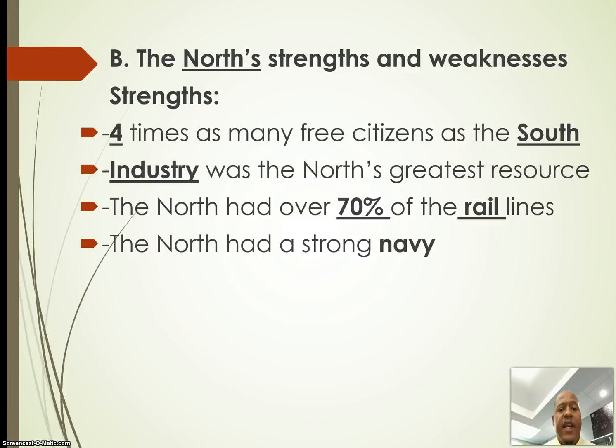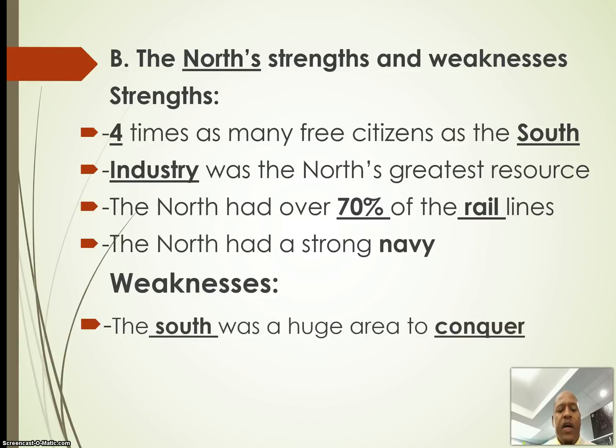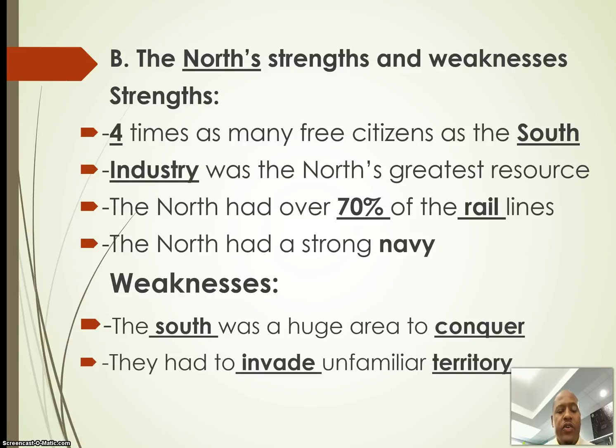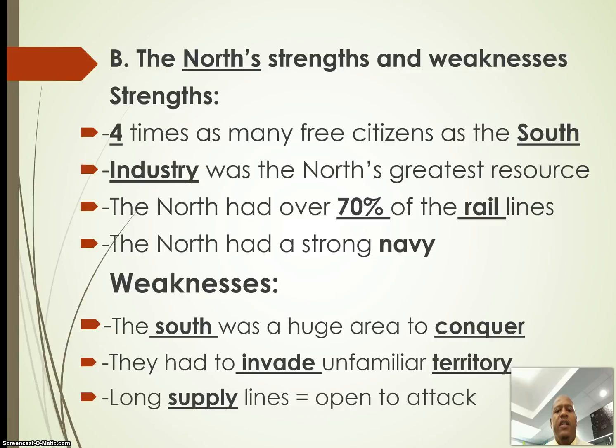They had a navy that had developed and was strong, which the South didn't as they broke away from the North. Some of the weaknesses: the South was a huge area to conquer. They were unfamiliar with this territory, which we're going to see became a strategic disadvantage. And even though they had the rail lines, trying to take supplies from one place to another put the North at a disadvantage.